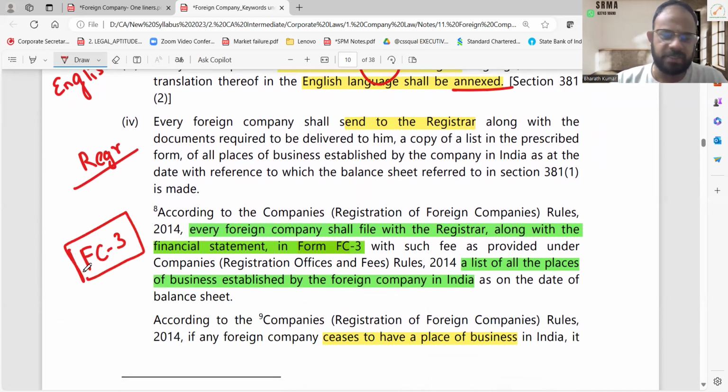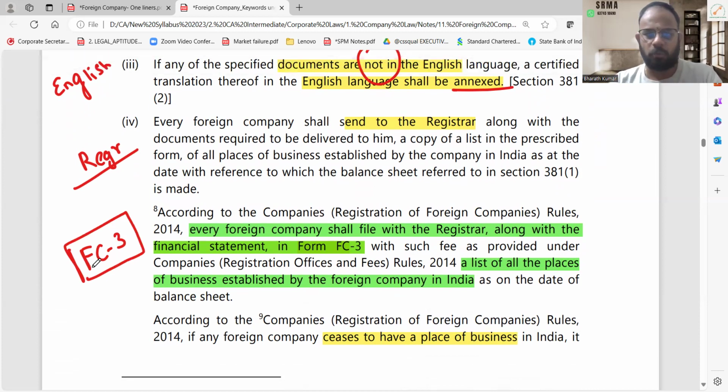So write 1, 2, 3 separately. Forms FC1 means what? FC2 means what? FC3 means what? You can get it from the MCA website. You can get it from the study material. And this is for your financial statements. Hardly 1, 2, or 3 forms only in FC for a foreign company. It is going to be there. This is the 4th point. You will give it to the registrar.